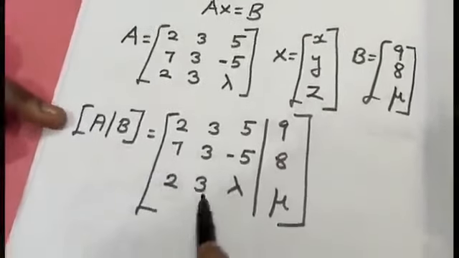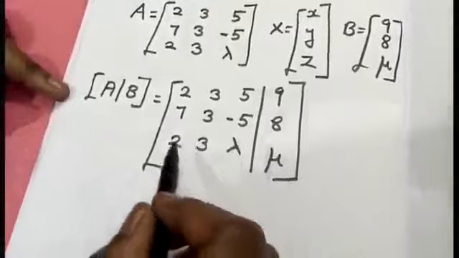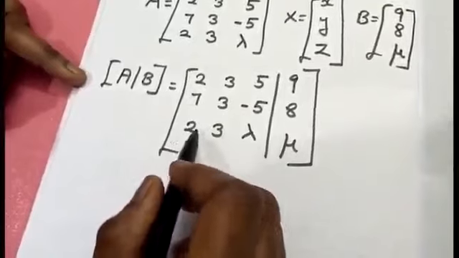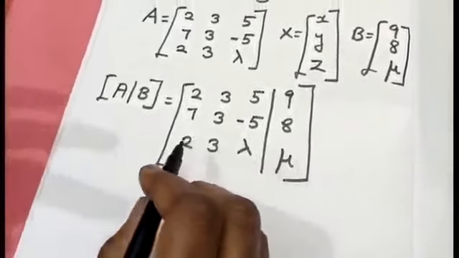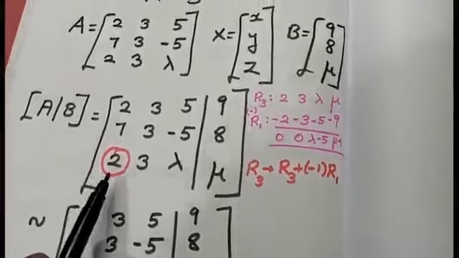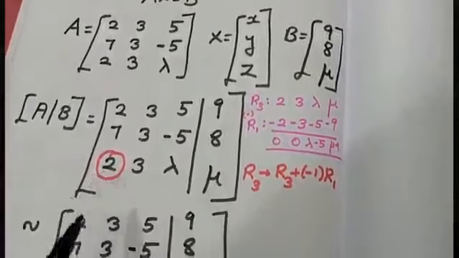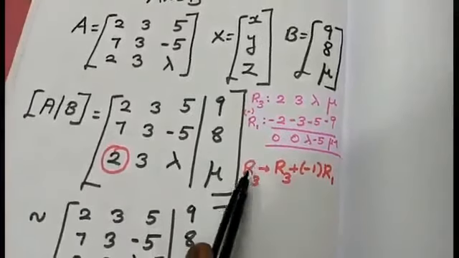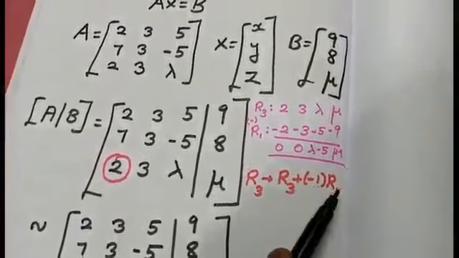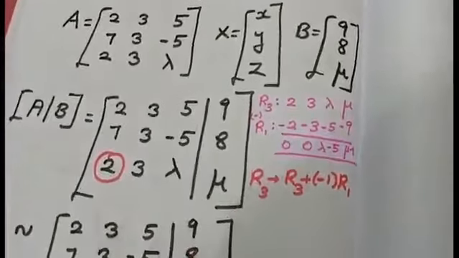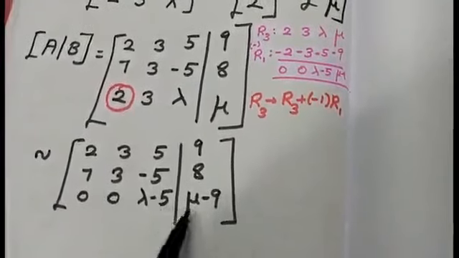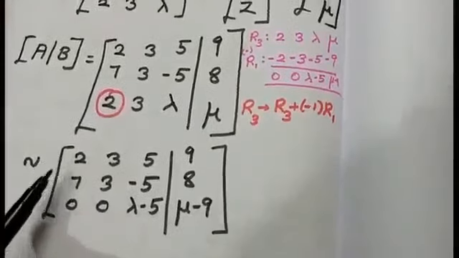Now I am going to find the rank of this matrix. What is the concept, students? That is 2, 7, 3. In this position I am going to bring the value as 0. If you see, I am finding the rank. First I am going to bring the value 0 in this place. So what I am doing is R3 implies R3 plus minus 1 R1. When I calculate, I get 0, 0, lambda minus 5, nu minus 9. The first two rows will be as they are.